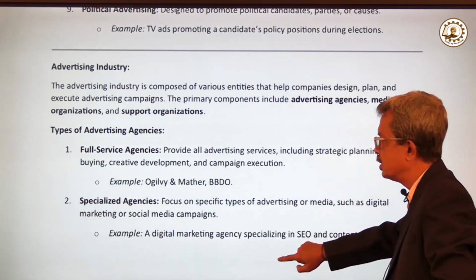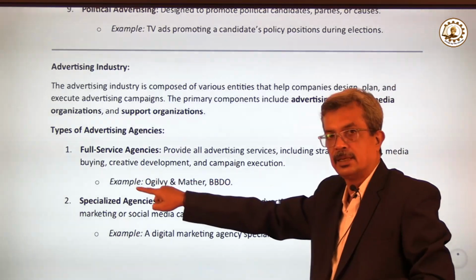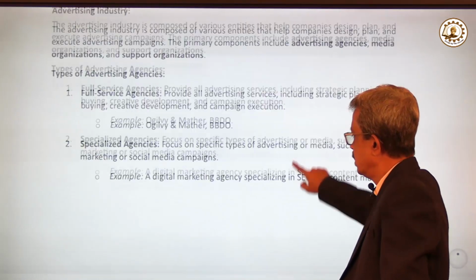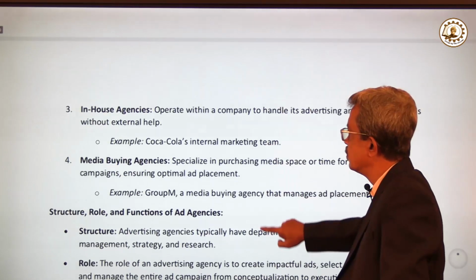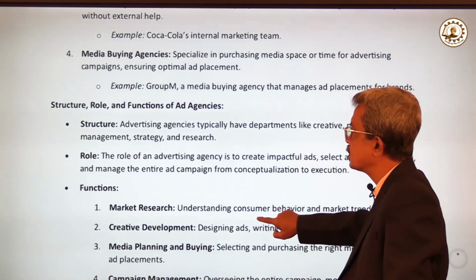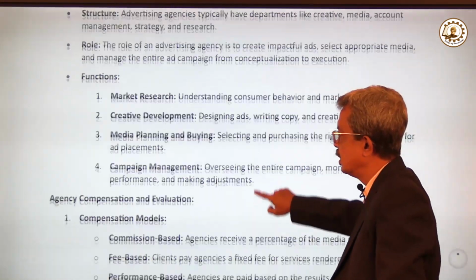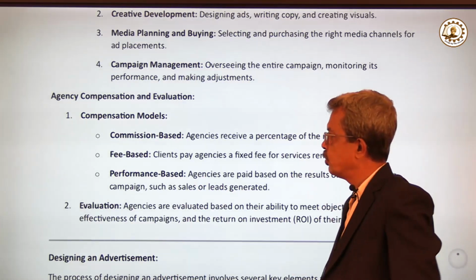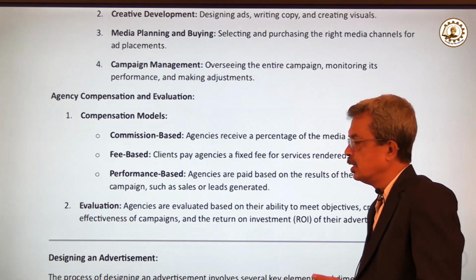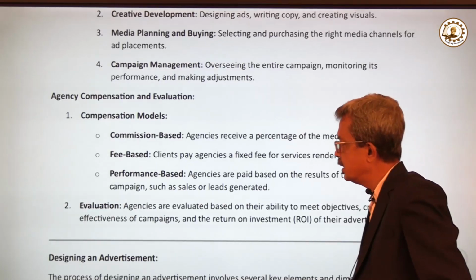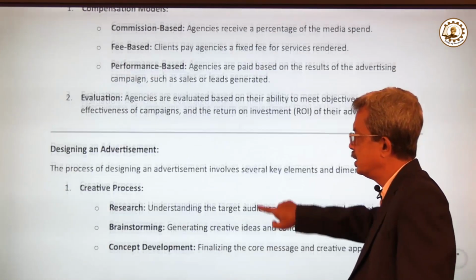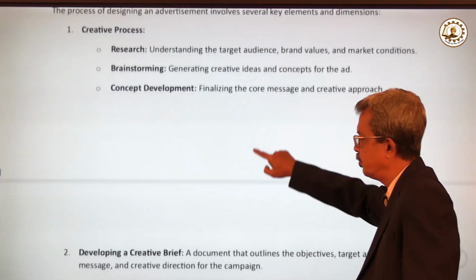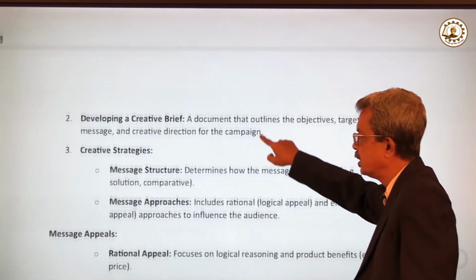How does the advertising industry look? Again with some examples. Full service, which we talked about, specialized agencies, in-house. Structure, role of ad agencies, agency compensation. There are different ways they get compensated. Someone works on commission, someone works on fee, someone works on performance. Then evaluation, designing, how the design happens, creative process, research, brainstorming, content development, developing creative aids.